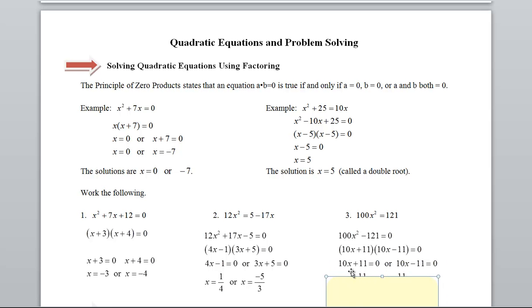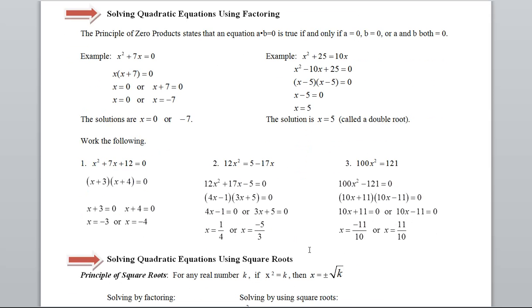And this one would give me x equals negative 11 tenths. This one would give me x equals 11 tenths. So I've got negative 11 tenths or 11 tenths. So here are some examples of solving quadratic equations by factoring.